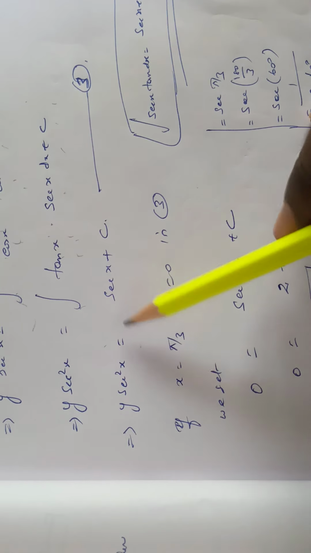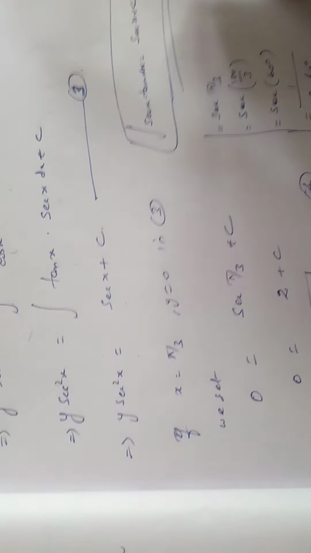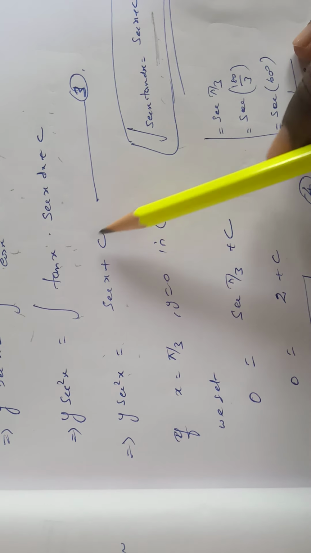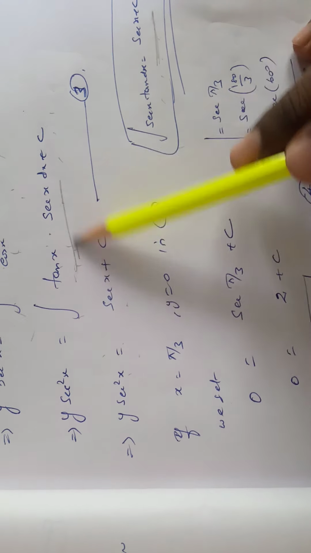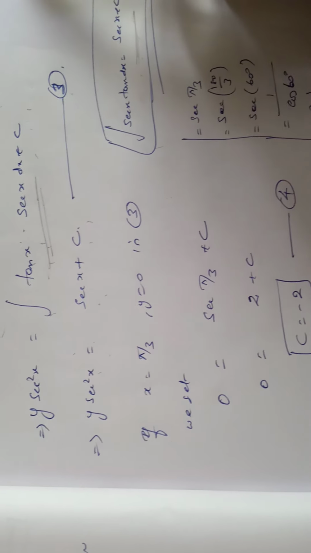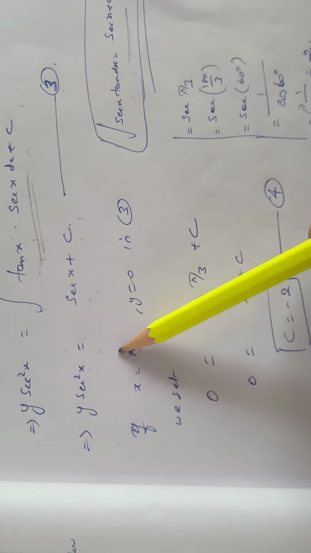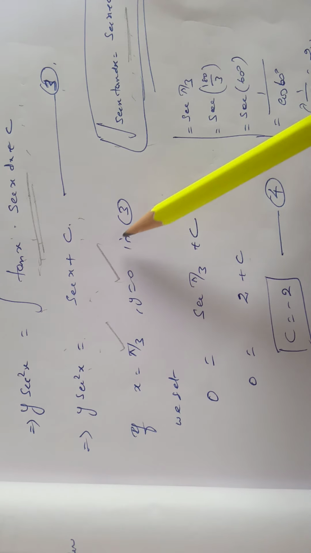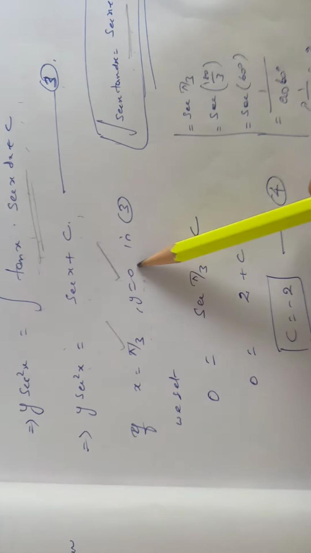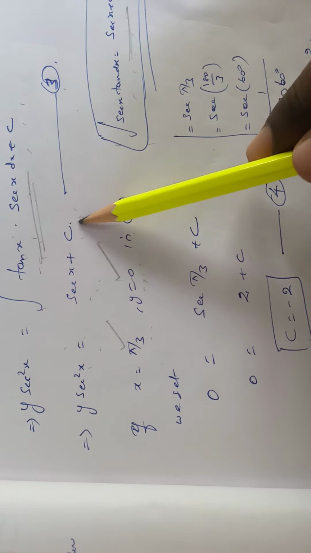So y secant square x equals... the formula is the integration of secant x tan x dx equals secant x plus c. This is equation number 3. In this equation number 3, two results are already given in the problem: x equals pi by 3 and y equals 0. So x equals pi by 3, y equals 0 is applied in equation number 3. So this is the final solution of the problem.